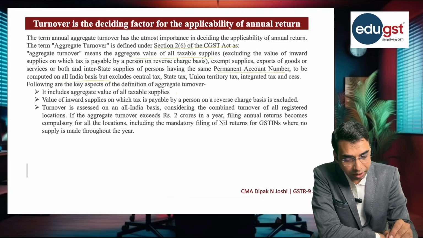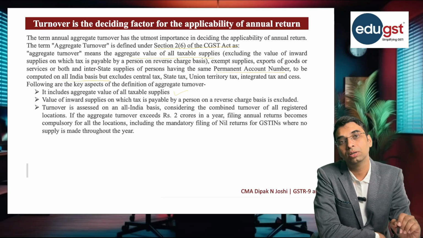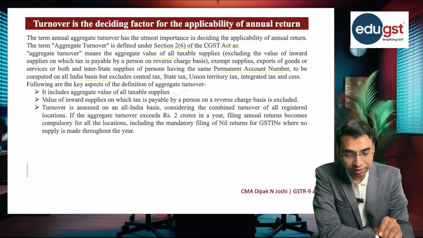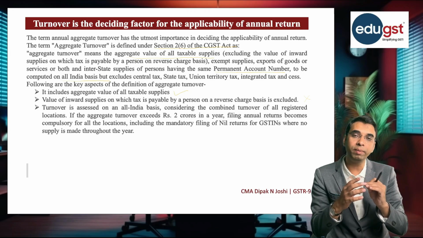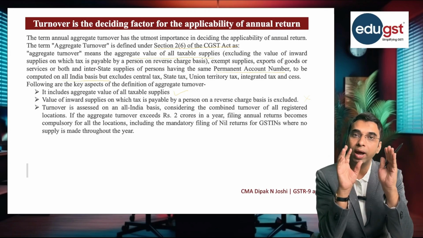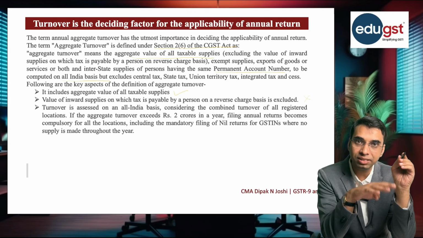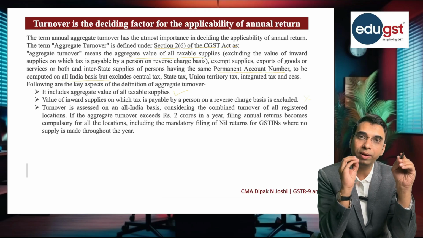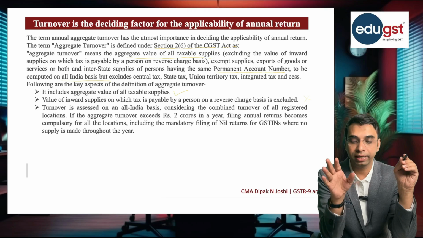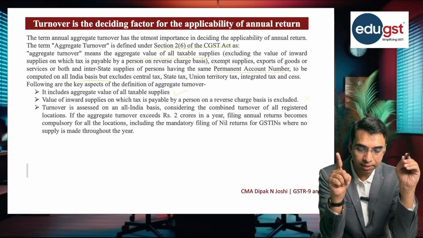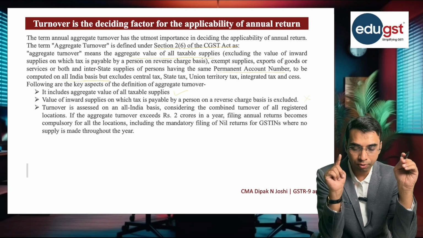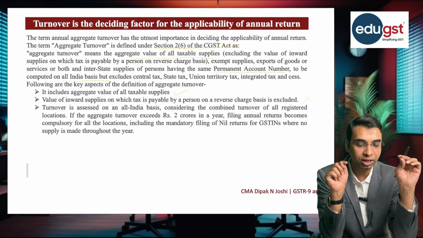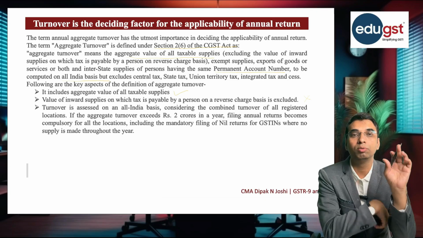It includes the aggregate value of all the taxable supplies, right? Value of inward supplies on which tax is payable by the person under reverse charge is to be excluded. तो आपके एग्रीगेट टर्नओवर में पूरे इंडिया का जितना भी टर्नओवर होगा आपका वो ऐड किया जाएगा and it will be, and the RCM or the supplies on which you have paid tax under reverse charge mechanism, that will be excluded. Turnover is assessed on all India basis considering the combined turnover of all registered locations. If turnover exceeds 2 crores in a year, filing of annual return becomes compulsory for all the locations, including the mandatory filing of nil returns for GSTIN where supply is not made throughout the year.